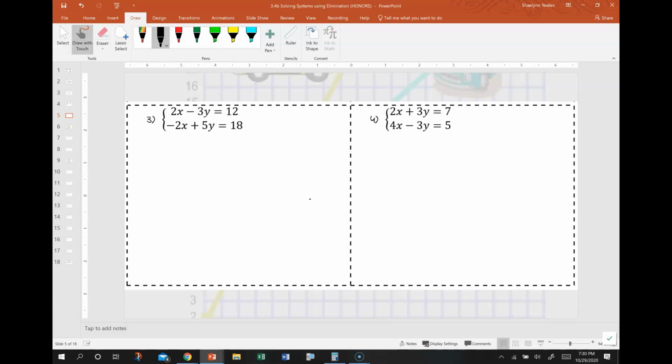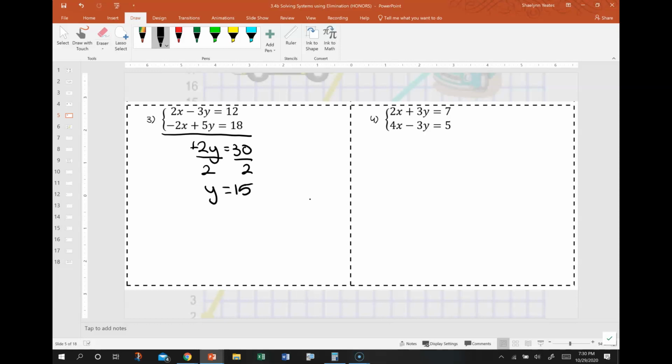So if you notice, we've got 2x minus 2x. Well, I can add these together. 2x minus 2x is 0, so I don't actually have to do anything with that yet. And then I've got negative 3y plus 5y. Well, that's a positive 2y. Then I have 12 plus 18. Well, that's 30. From here, I can then divide both sides by 2, and I get y equals 15.